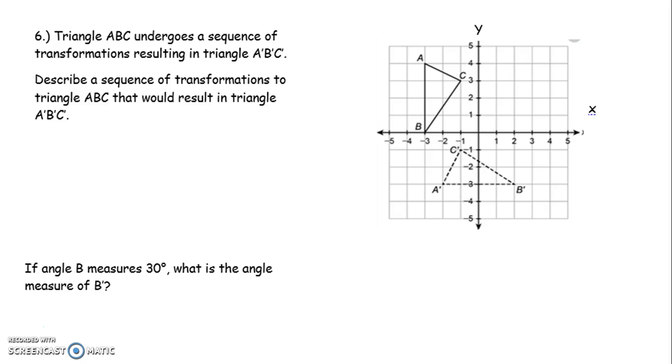Maybe. Wow. All right. Number 6: triangle ABC undergoes a sequence of transformations resulting in triangle A prime, B prime, C prime. Describe a sequence of transformations to triangle ABC that would result in A prime, B prime, C prime. Okay, so we're looking at ABC and we know we've got to get it down to here.